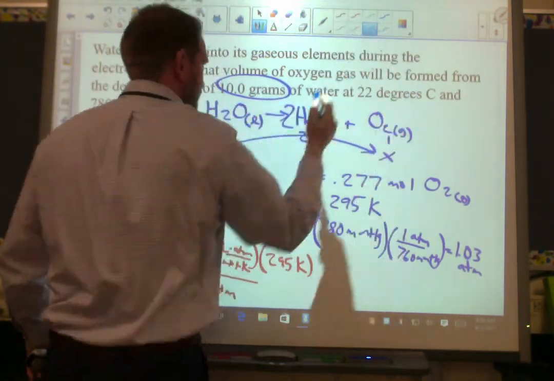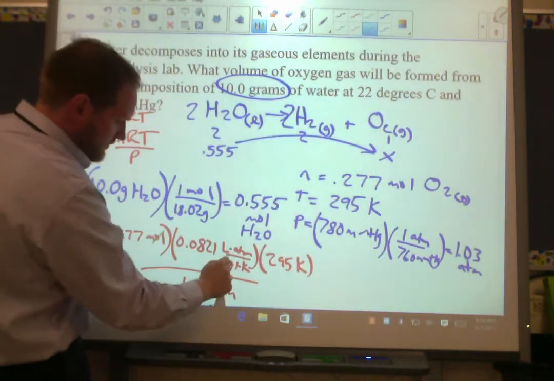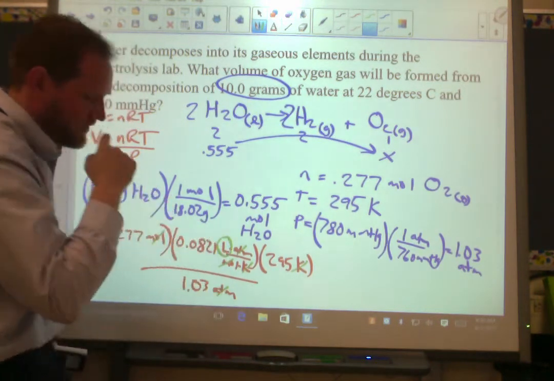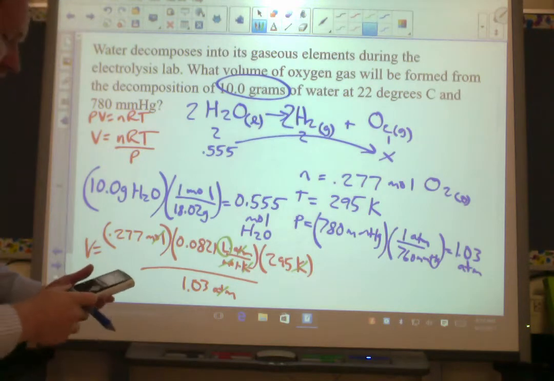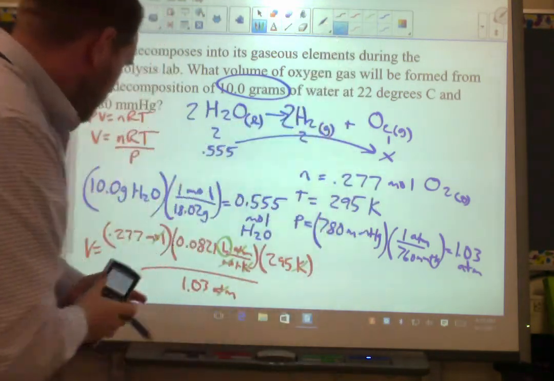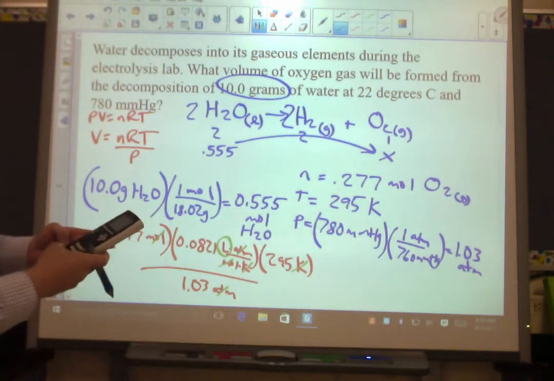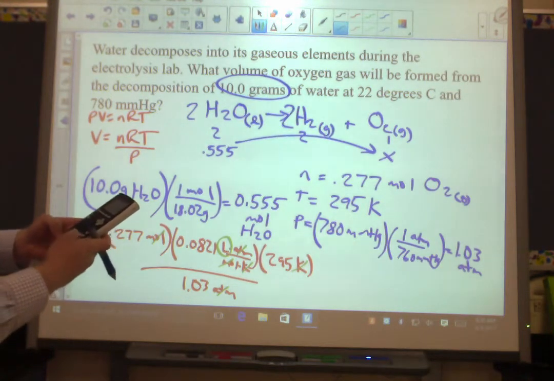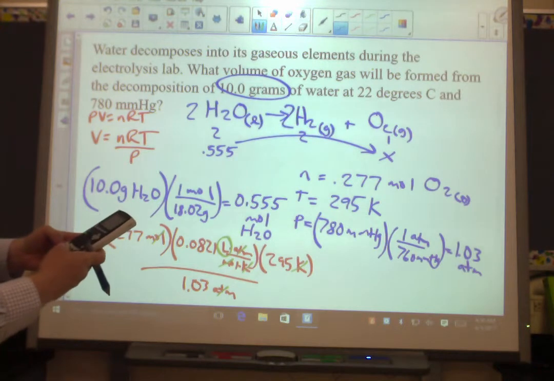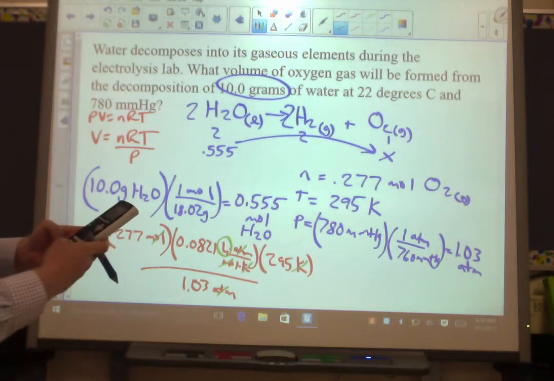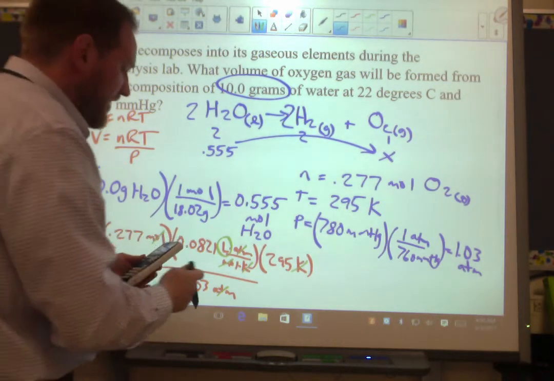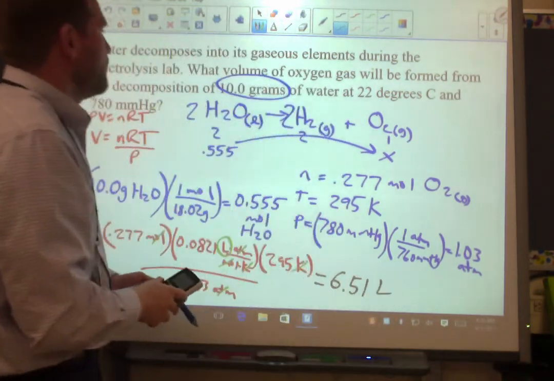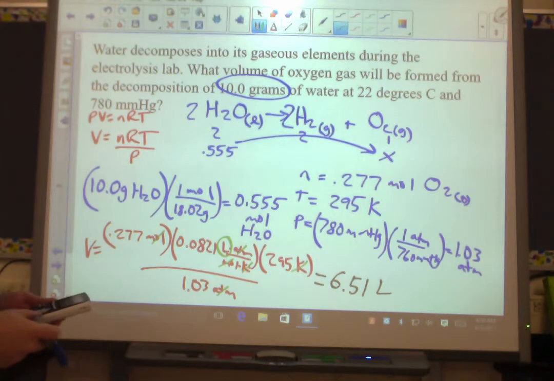Let's check our units. Mole cancels mole. Kelvin cancels Kelvin. ATM cancels ATM. What am I left with? Liters. Does that make sense for volume? Yes, it does. Okay. 0.277 times 0.0821 times 295 divided by 1.03 equals 6.51. 6.51 liters.